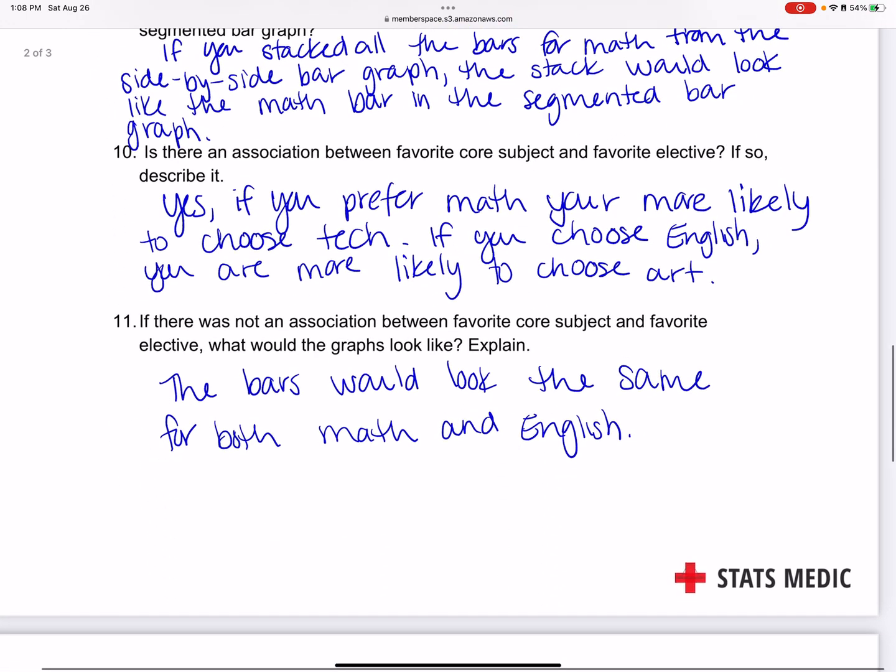And then I went ahead and did already answer number 11, that they would look the same if there was no association. No association we also call independent. If there's no association, you're independent.